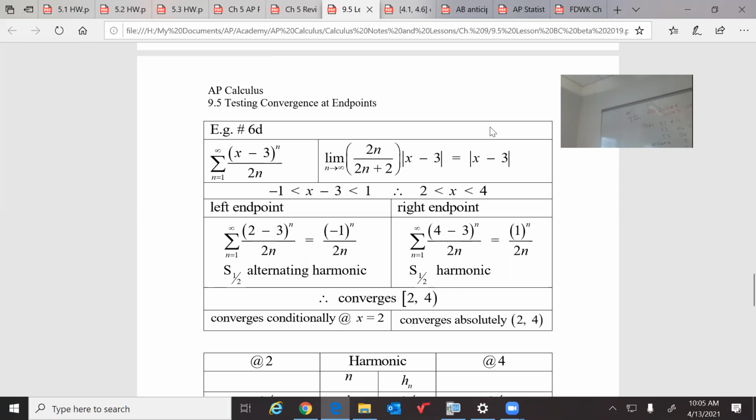We put 4 in there, and you get 1 over 2n, which is a size change of 1/2 to the harmonic. It doesn't matter. The harmonic diverges, half of it is still going to diverge. So the interval looks like this. Bracket at 2, parentheses at 4.